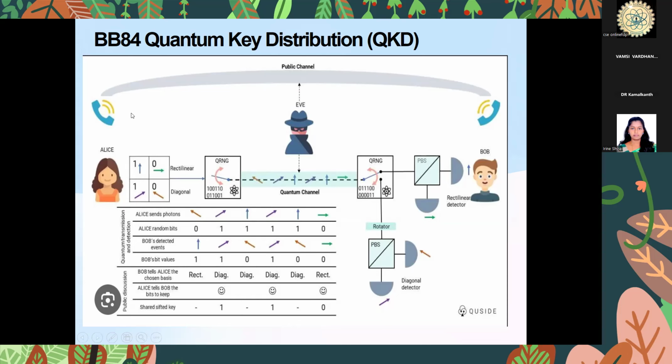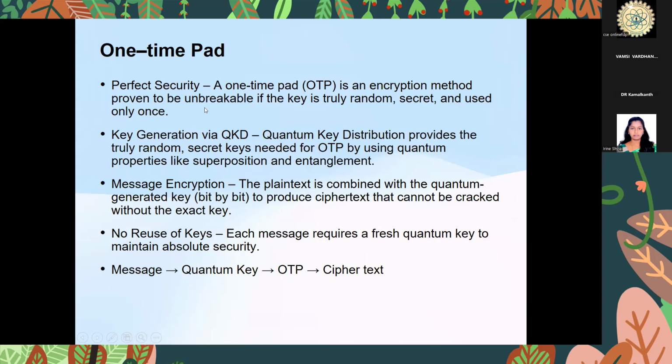Once they establish the secret key, they can use any traditional encryption technique to communicate with each other. One important traditional cryptosystem is the one-time pad. The one-time pad is an encryption method proven to be unbreakable if the key is truly random, secret, and used only once. The key we use in the one-time pad is obtained from the quantum key distribution algorithm that we discussed before.